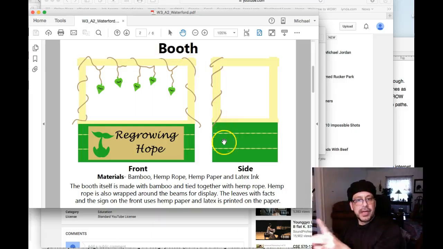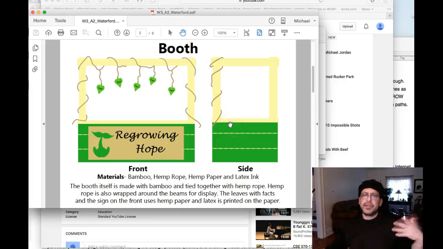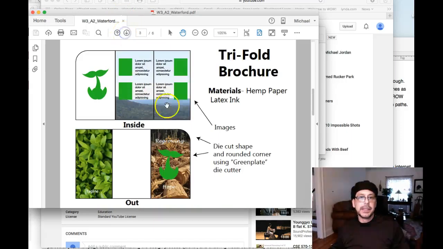Reference it. Okay, so you can't just say, okay, this is my booth and it's made out of hemp, so okay, I'm done, it's sustainable. You see what I'm saying? You have to give facts, figures, and you have to back those facts and figures up with research and citations.